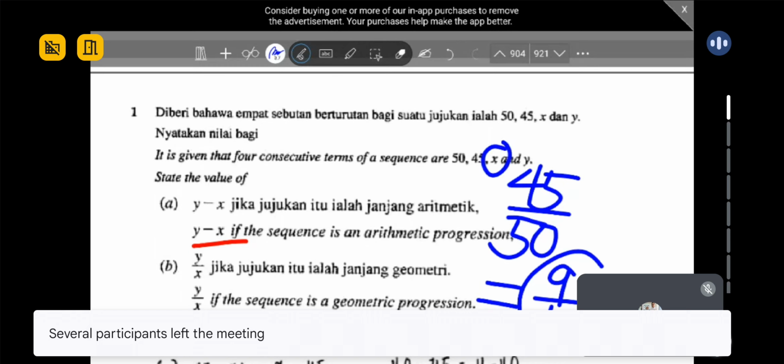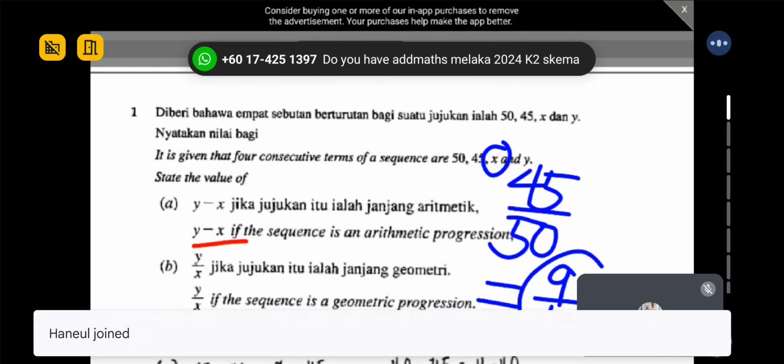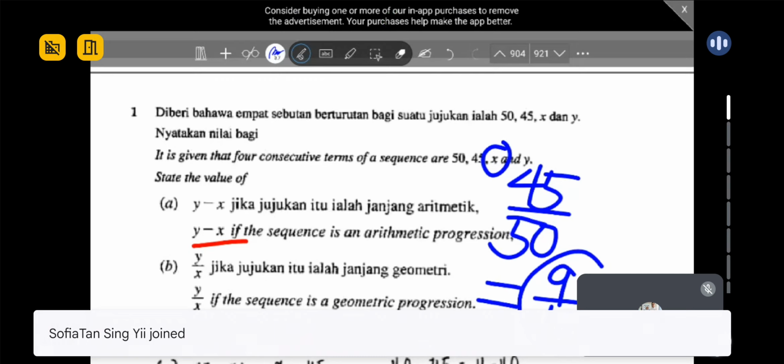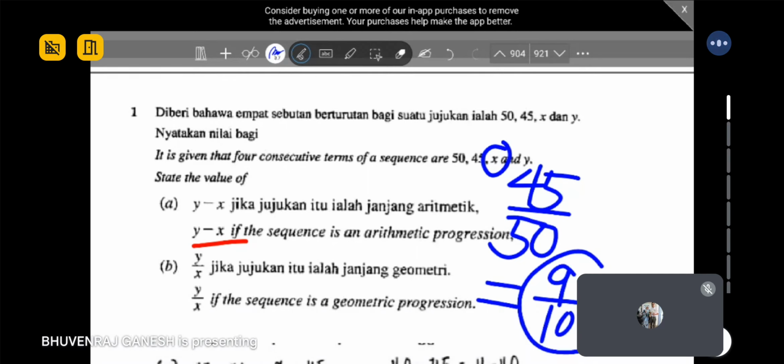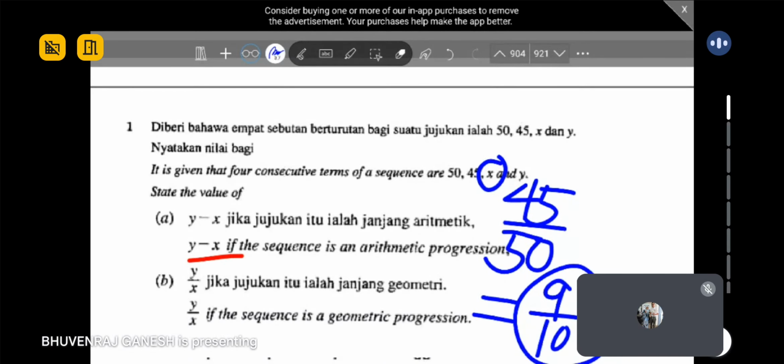So guys, may I know, what is your x value now? Apa nilai x? If the common ratio is 9 over 10. Anyone? Very simple only. You can get your x value. So what will be the answer? Anyone? Come on. What is your x value? Kat sini. Common ratio 9 over 10. Nisbah sepunya 9 per 10. So what is your x value?